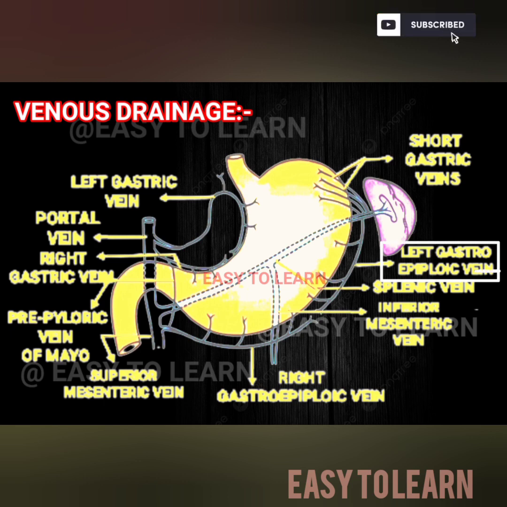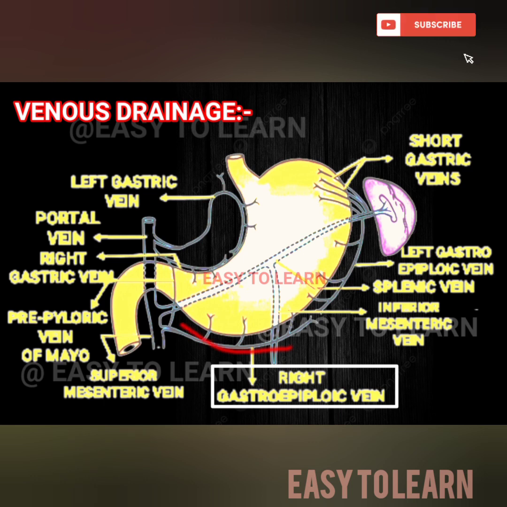The left gastroepiploic vein passes to the left along the greater curvature and with the short gastric veins drains into the splenic vein. The splenic vein is joined by tributaries from the pancreas as well as the inferior mesenteric vein and ultimately forms the portal vein with the superior mesenteric vein. The right gastroepiploic vein runs towards the right to the head of the pancreas and joins the superior mesenteric vein and drains into the portal vein.